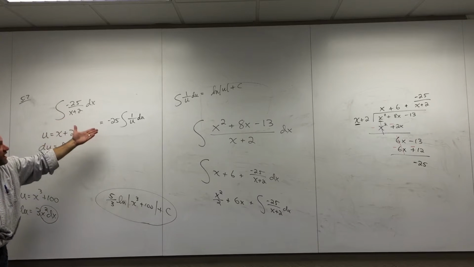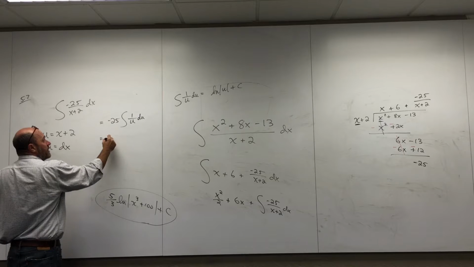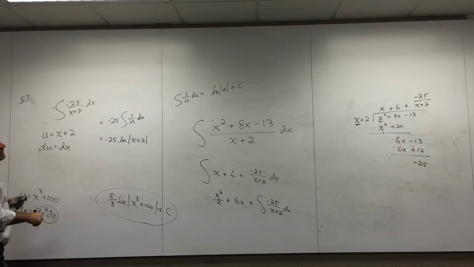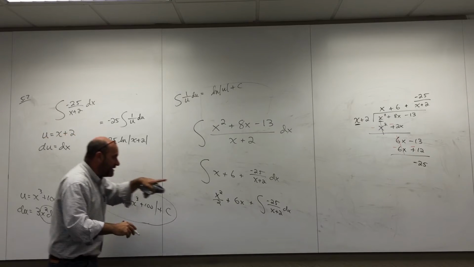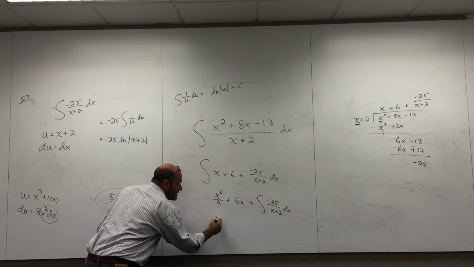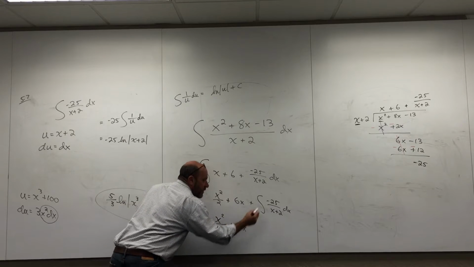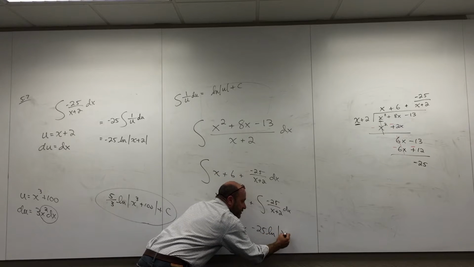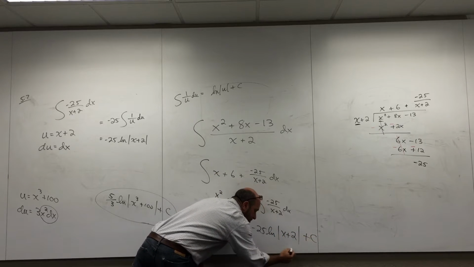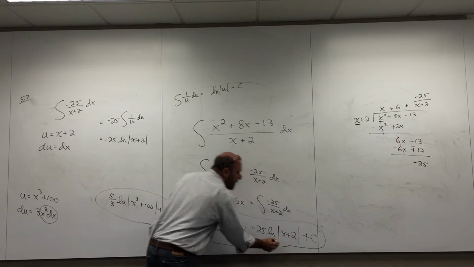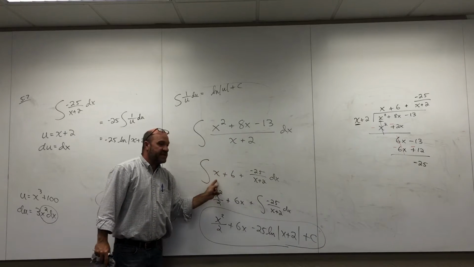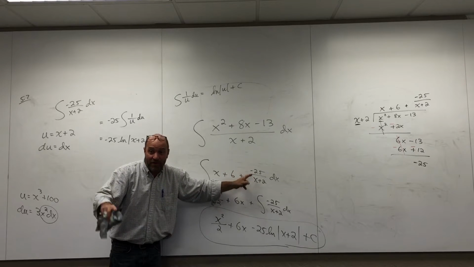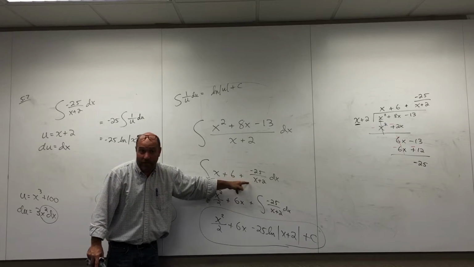So this is just a natural log of x plus 2, right, you guys? Plus c. Let me go back to here. So my answer is x squared over 2 plus 6x, and we just did this. The answer is negative 25 ln x plus 2 plus c. That was not bad. After you do the long division, this is not bad to integrate. It probably involves a remainder like this, and the remainder is probably an ln type integral.